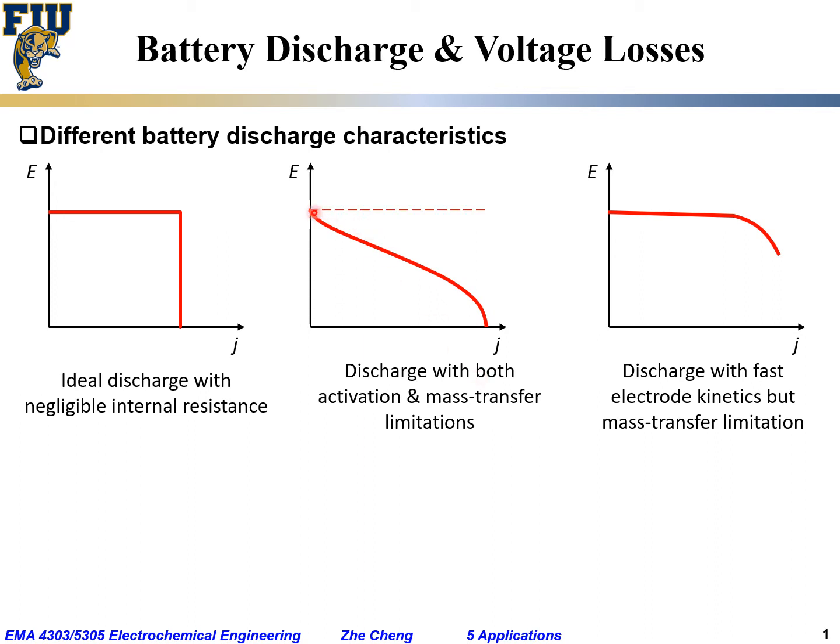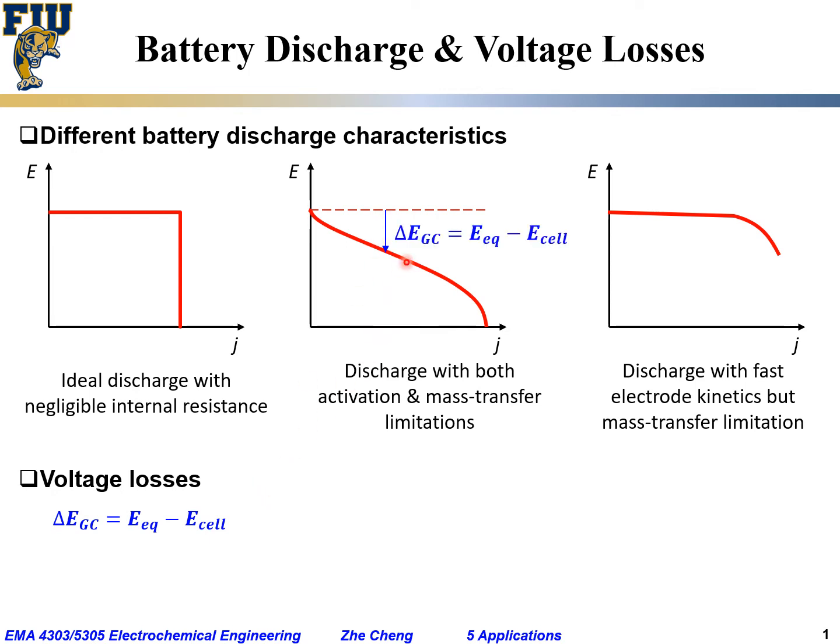Okay, and for this case, if we draw a line parallel to the horizontal axis that represents the open circuit voltage or equilibrium potential, then there will be a potential drop at a given current density. There will be a potential drop from the equilibrium or open circuit cell voltage to the actual cell voltage. That is what we call voltage loss or voltage drop. And for a galvanic cell, that will be the equilibrium potential minus the actual cell potential. That's what we learned before in chapter 3.